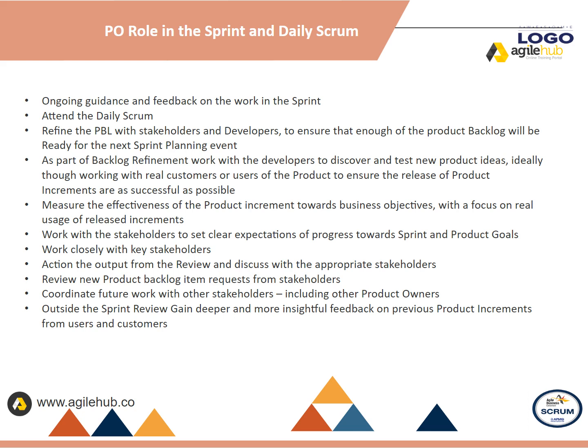Work closely with key stakeholders. Action the output from the review and discuss with the appropriate stakeholders. Review new product backlog item requests from stakeholders. Coordinate future work with other stakeholders, including other product owners. Outside the sprint review, gain deeper and more insightful feedback on previous product increments from users and customers.